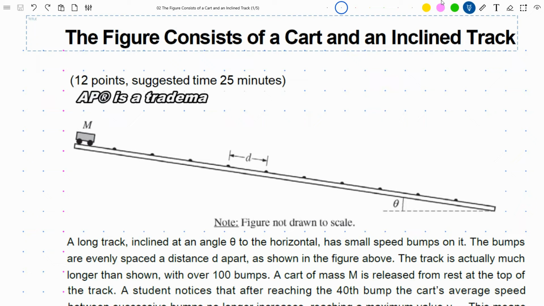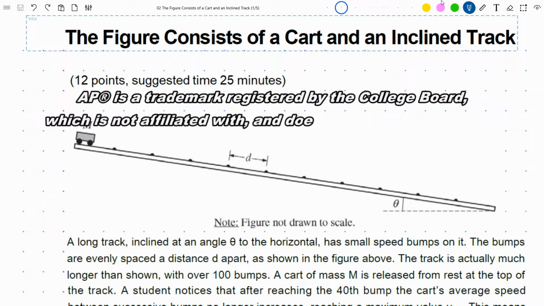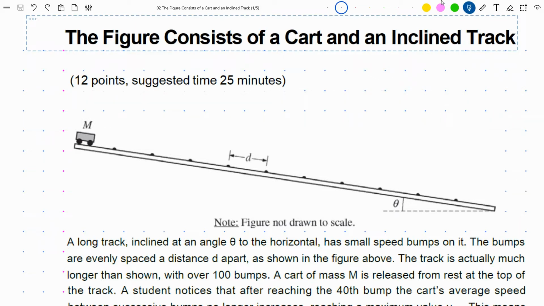All right, here we go. I am going to solve another of the released free response questions from AP Physics 1. This one is the one that I generally refer to as the Bumpy ramp. I remember that when this question actually came out on the AP exam, and of course was released shortly after that, physics teachers everywhere, including myself, were kind of like, wow, haven't seen anything quite like this before.